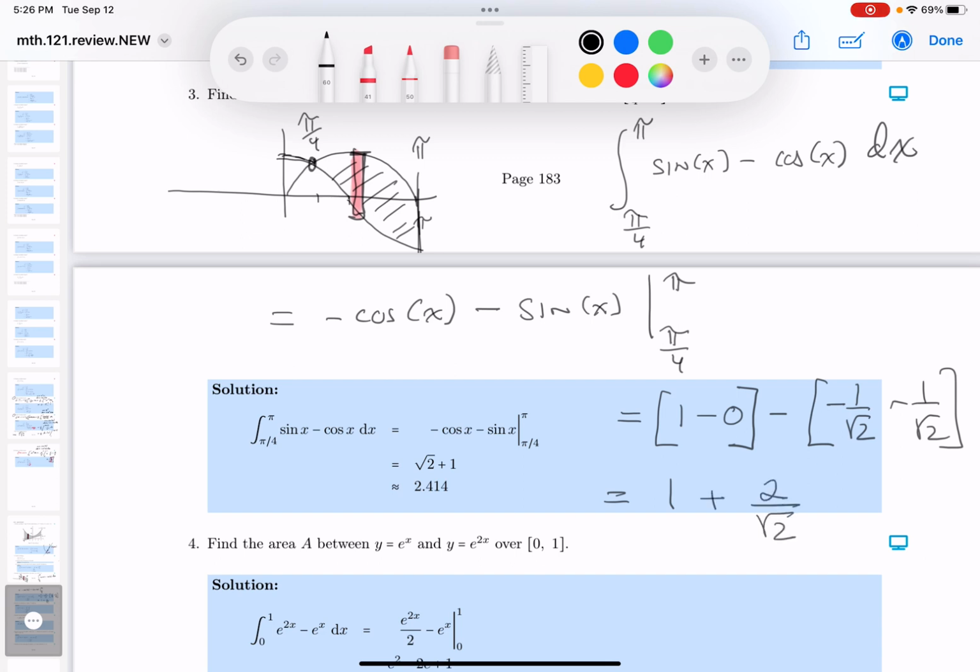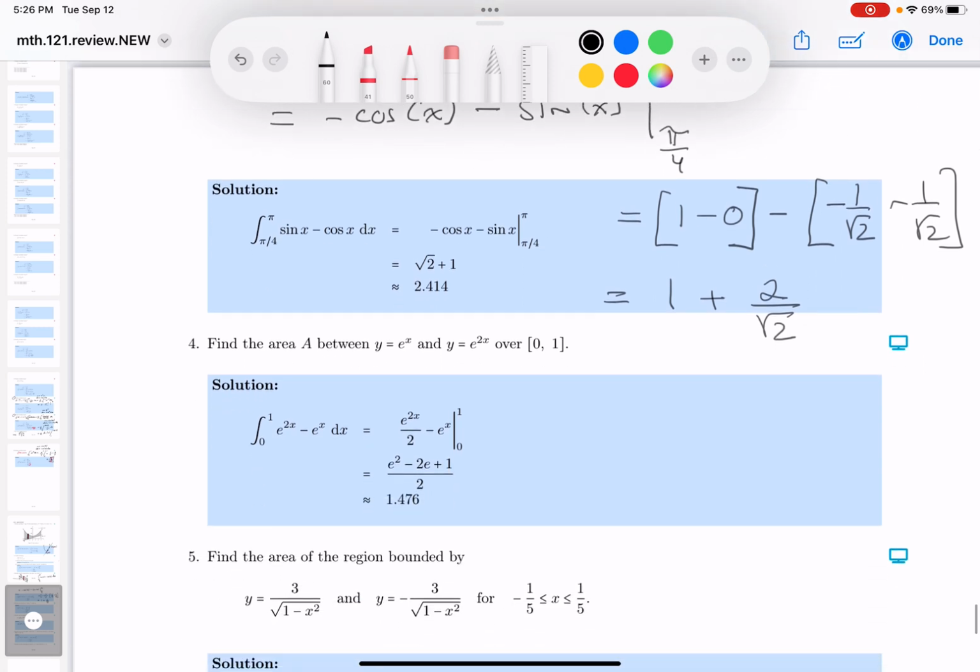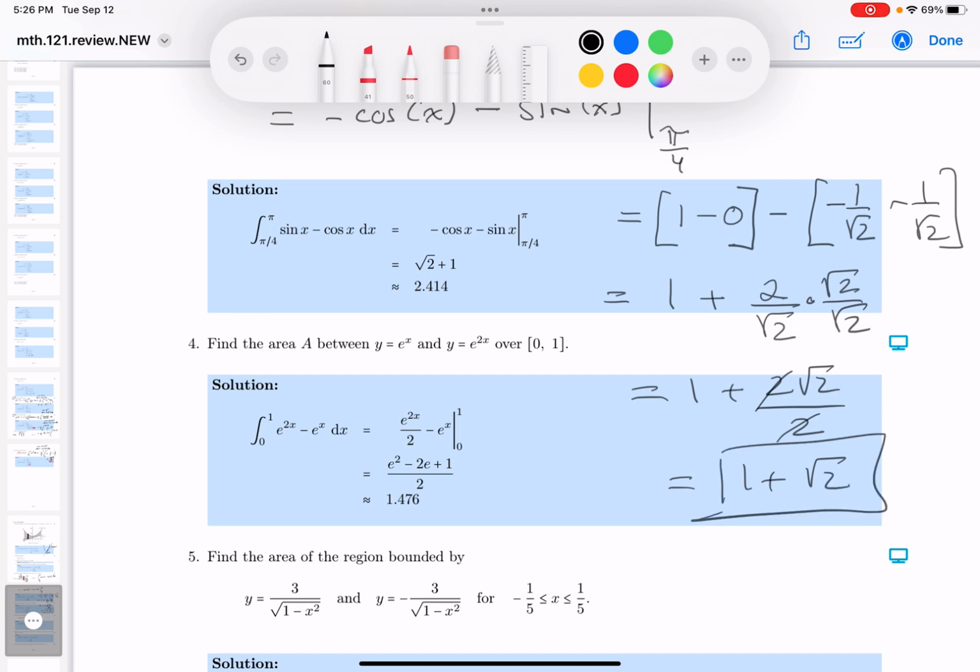By the way, for me, that's a fine answer, but maybe I want to simplify a tiny bit. And the way I'm going to do that is rationalize this number over here. So root 2 over root 2. All right, what do you get there? 1 plus 2 root 2 over 2. Well, this cancels off. We're left with 1 plus root 2. Put a box on it. I'd leave it that way.